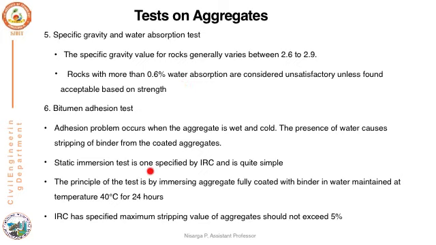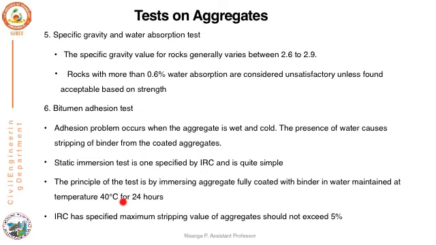The next is the bitumen adhesion test. Here we have to check whether the given aggregate possesses sufficient affinity towards the bitumen, and also that the bitumen will not get stripped off in the presence of water. For that purpose we can use the static immersion test as specified by the IRC, which is a quite simple method to determine the bitumen adhesion.